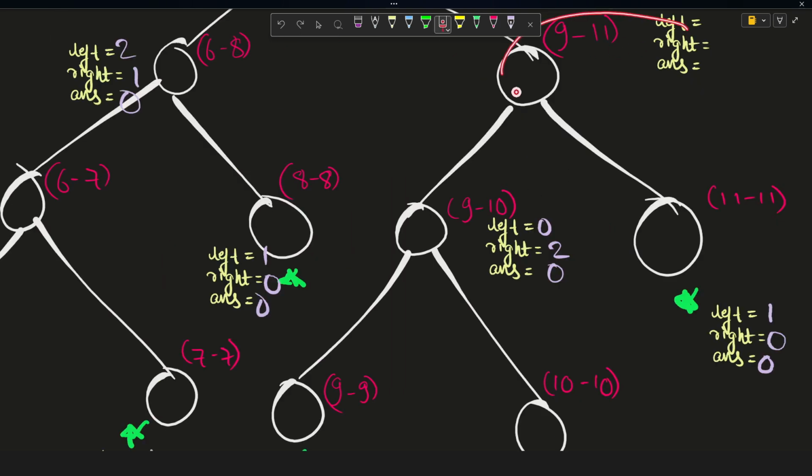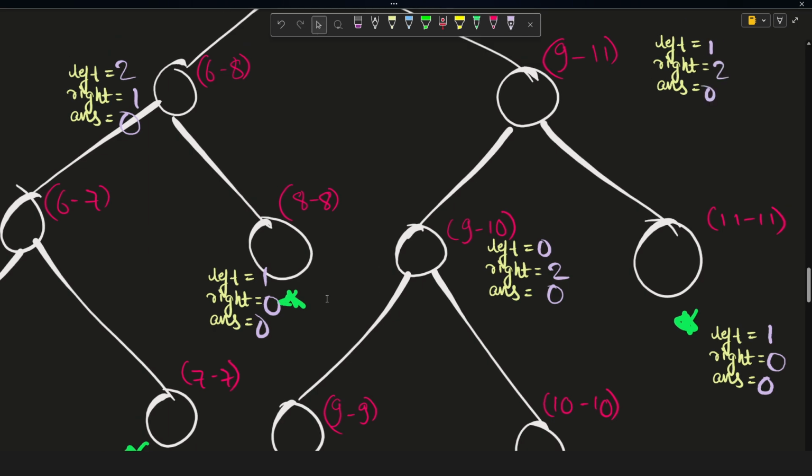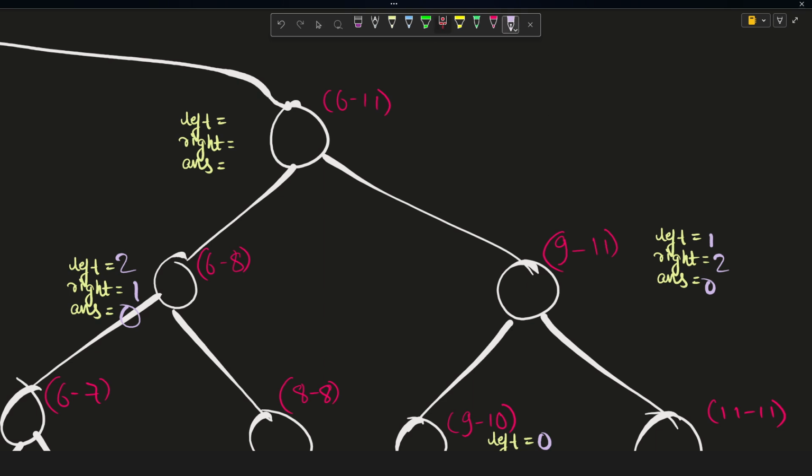And now we have to combine the answer for this node. So I will say that the minimum is, since the minimum of this and this is 0 only, the value of left will be equal to 0 plus 1, that is 1. Similarly, the value of right will be equal to 2 plus 0, so 2. And the value of the answer will be equal to 0 plus 0 plus 0, so 0. And once this is done, now we are ready to calculate the answer for this node. So it will be now equal to what?